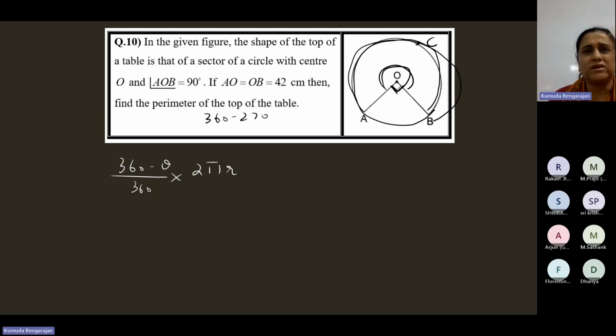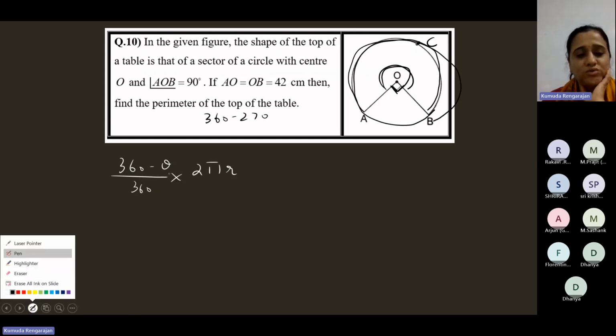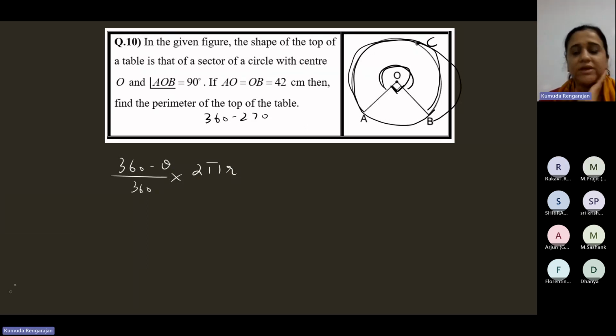So you can just remove that. This I told you the other day itself. This is just for the sake of formality that we have this 360 minus theta by 360 into 2 pi r. You can directly take the angle. The relevant angle by 360 into pi r square, or the relevant angle by 360 into 2 pi r. If you want to use this formula, then you must use the minor sector angle for theta. Minor sector angle, 90 degrees.